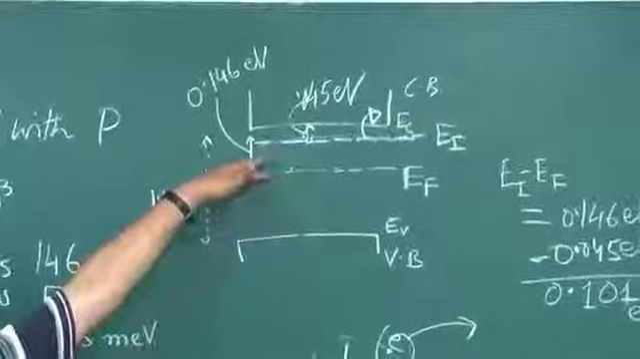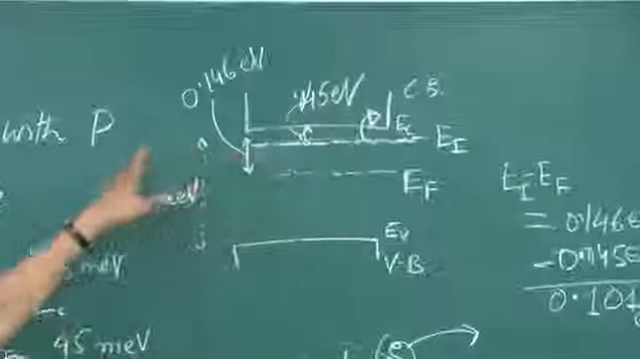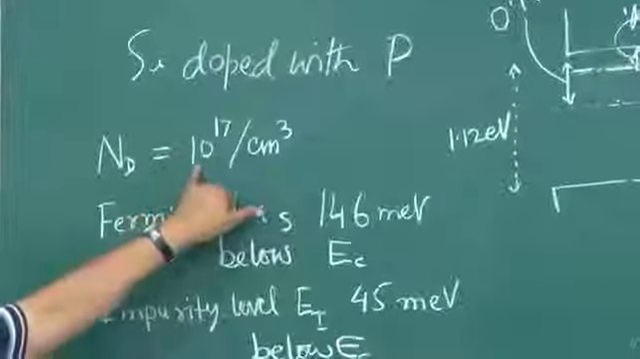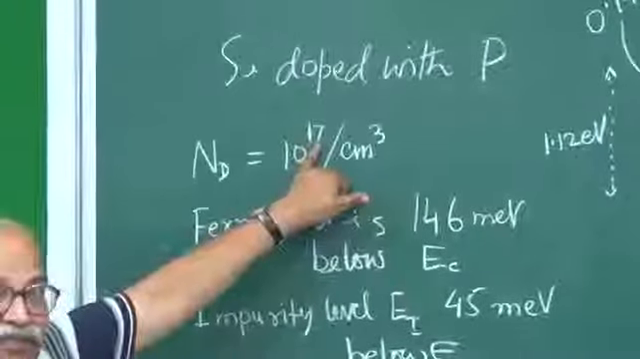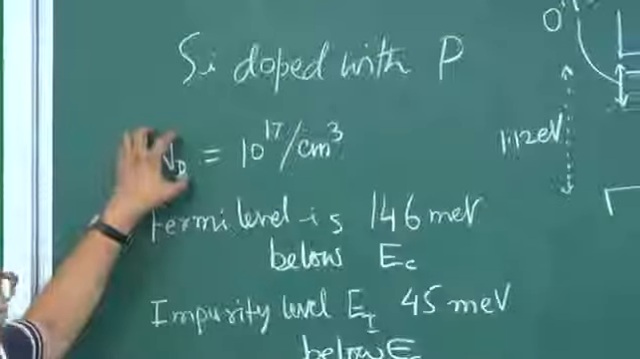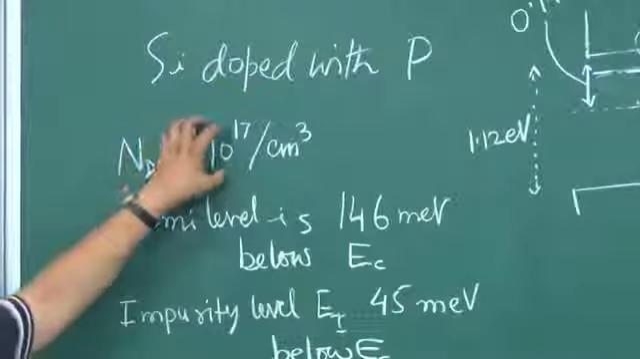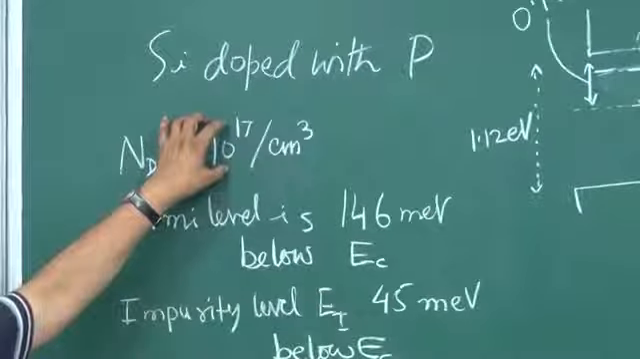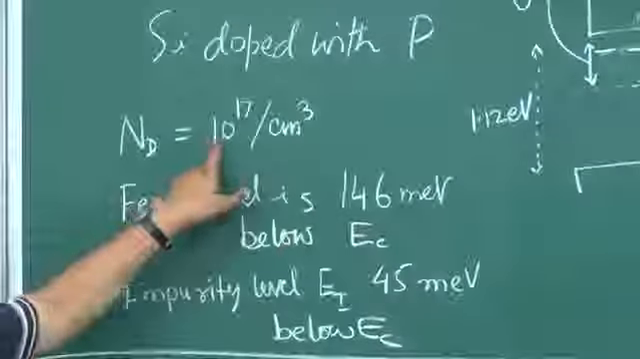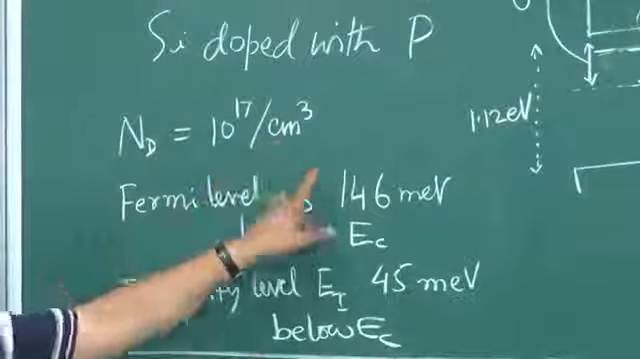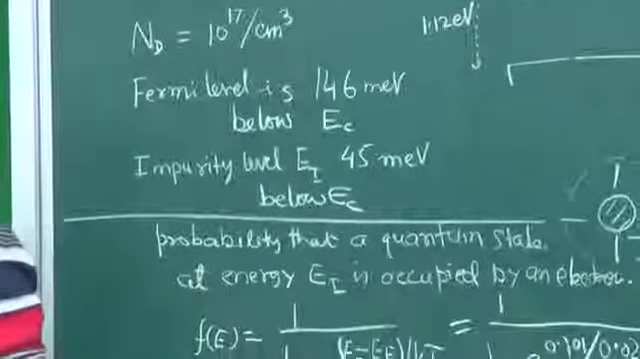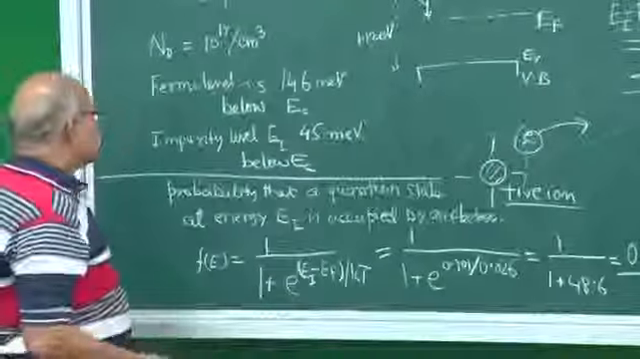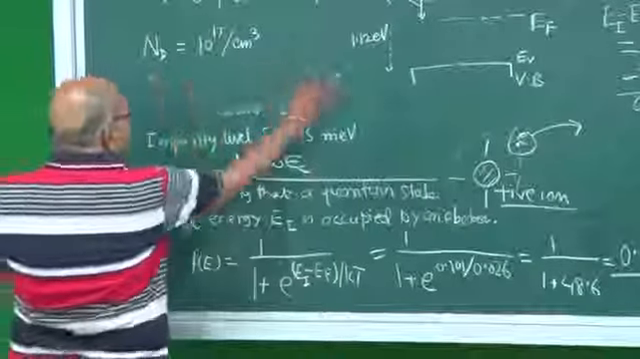But how many quantum states are there? The number of quantum states is 2 into 10 to the power 17, because of spin up and spin down. You have these many donor ions, but an electron with spin up is a different quantum state, and an electron with spin down is a different quantum state. So the total number of quantum states is 2 into 10 power 17 per centimeter cube, and then you have this probability of each quantum state being filled. So multiply that, how many quantum states are occupied?